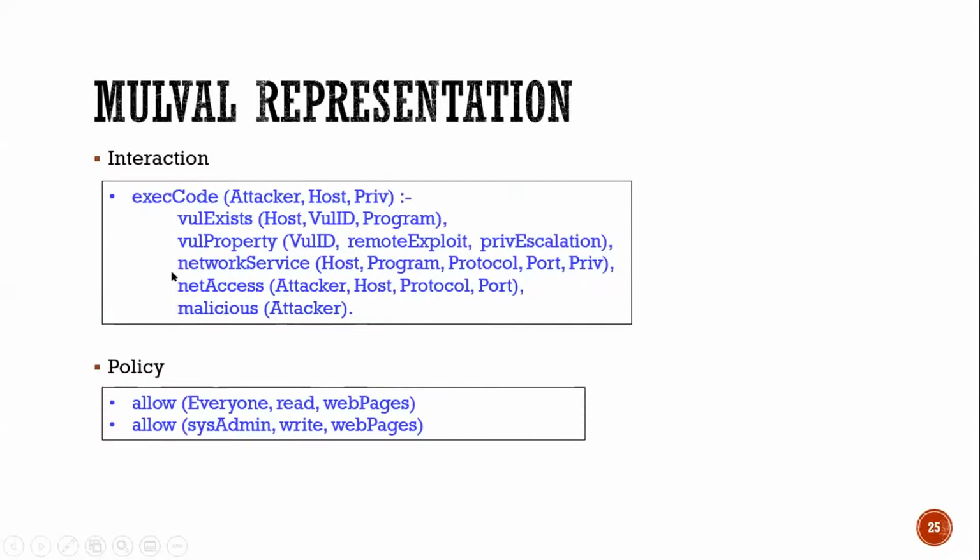And then they go through these first order logic rules. So this is one of the rules which says that if there is a vulnerability existing on a host with a vulnerability ID, and the vulnerability has a property that it's a remote exploit, and there is a network service corresponding to this host, and the attacker has network access on this host, and the attacker is malicious, then this will lead to code execution. So these are basically the predicates of this rule, and this is execute code by attacker on host, and gaining of privilege is basically the post condition that is obtained when all these preconditions are satisfied. And we also use the policies which show the user access on different resources in the system to encode into these interaction rules.